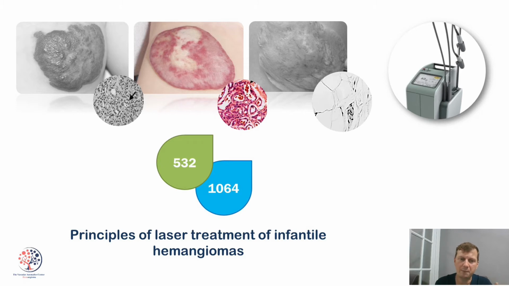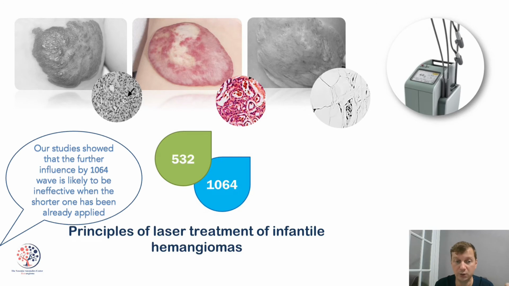structure managed using the 532, which is also known as the KTP, while the deeper ones reached by 1064, also called a long pulse one, are usually affected first, the deeper structures, and then we influence the red components by using the KTP.